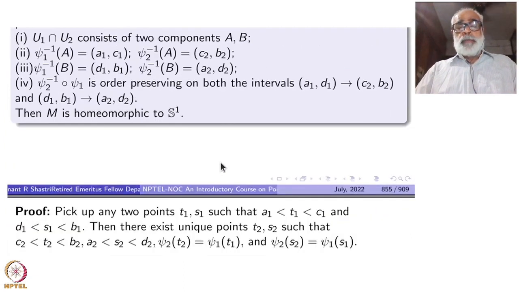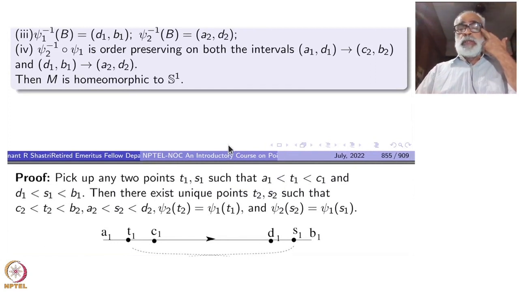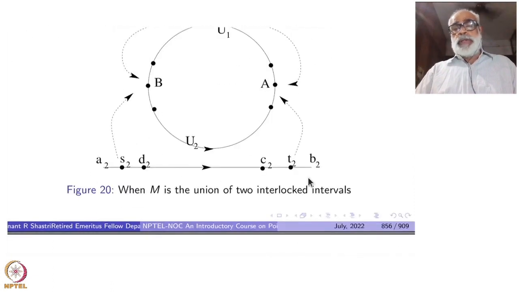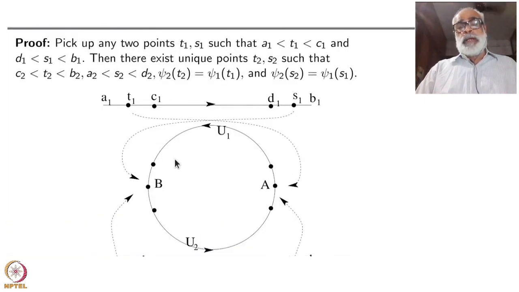Let us see how the proof goes. The proof is not all that difficult once you have understood the previous one. Just look at the picture. From A1 to B1, you have one coordinate neighborhood, U1, with psi 1. And from A2 to B2, you have another one, psi 2. Of course, I have put the final picture nicely, but right now you have to assume that this is some manifold. This is the U2 part, homeomorphic to that one, and that is the U1 part. The intersection is this A and B. U1 comes from here all the way up here, and U2 is from this point to that point. So these two are the intersections, A and B. Now, psi 1 inverse of A is this part, A1 to C1.